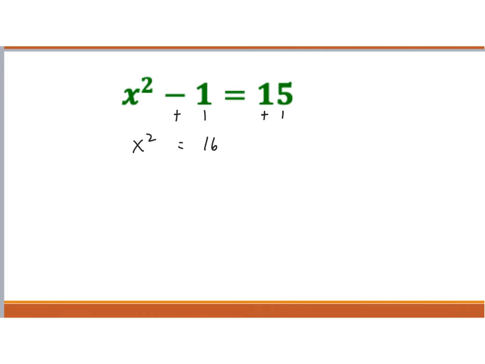Then we undo squaring by getting the square root of both sides. So we get plus minus square root of 16, which is 4. So again, that just means two solutions: x equals positive 4 or x equals negative 4.